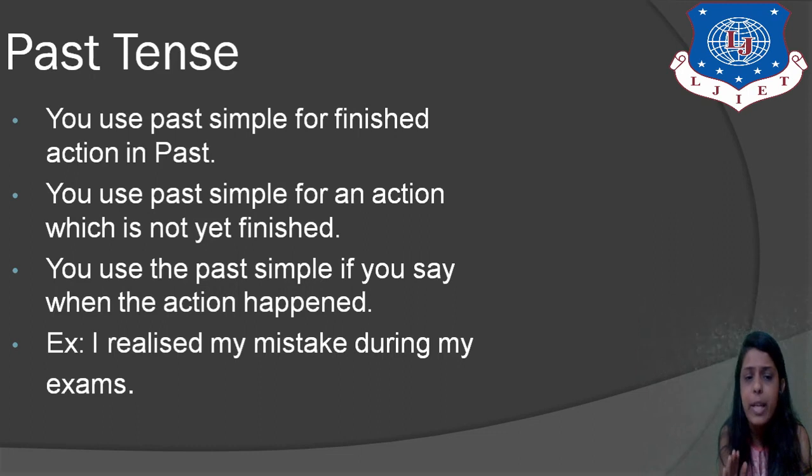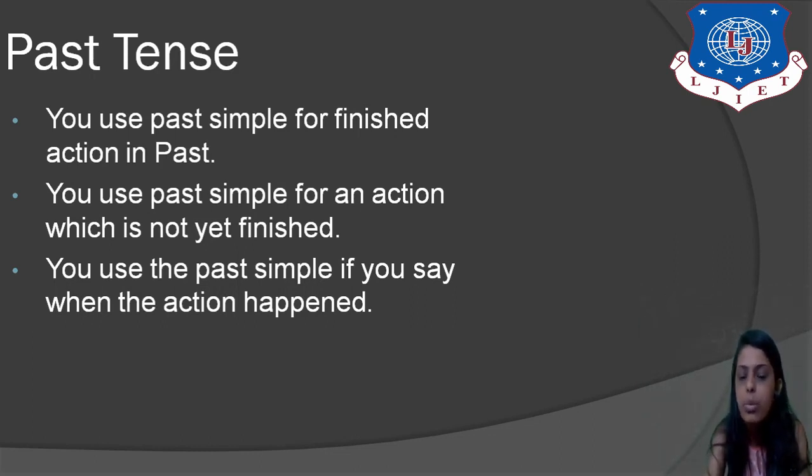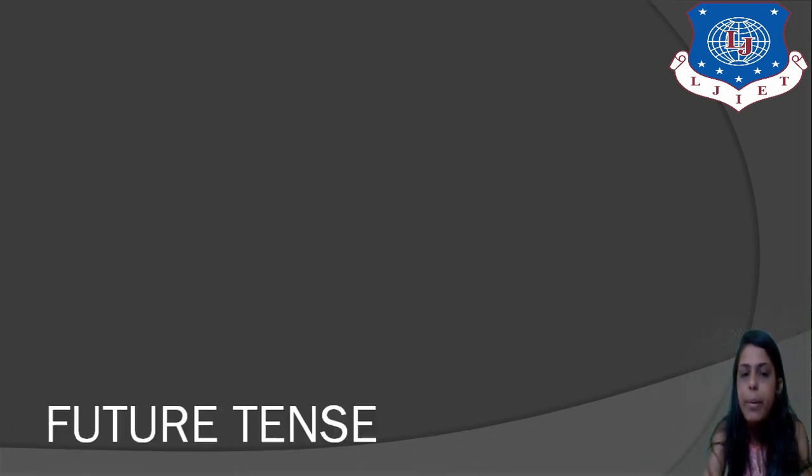You use past simple for an action which is not yet finished. Sometimes an action which is not finished yet, right? That started in the past, you have to write in simple past tense only. Third, you use the past simple if you say when the action happened. Suppose here I have given the example, I realized my mistake during my exam. So what is happening? Here I have talked about something which happened in the past, right? That I realized my mistake during my exam, right? So this is simple past tense. These both were examples of past tense.